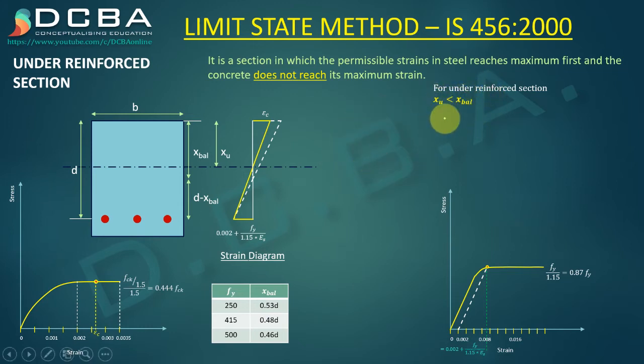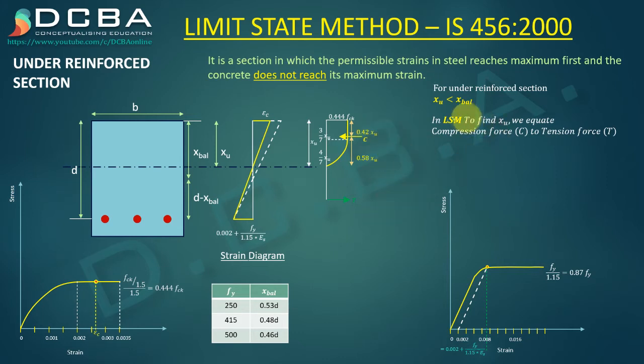How to find XU? In working stress method, if you remember, for finding XU, we equated the area of compression and area of tension. But here, in limit state method, to find XU, we equate the compressive force to the tension force. So what is the compression force? If you remember, this is 0.36 fck b XU, and this is 0.87 fy Ast. Correct?